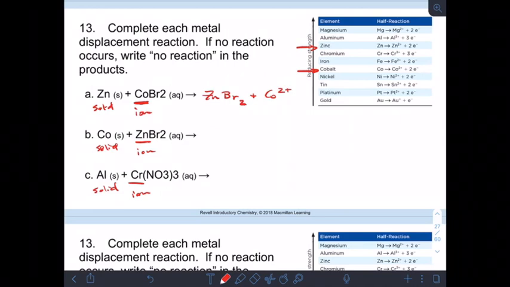Okay, so let's look at B. So we're looking for zinc ions. And is cobalt higher up on the table? And the fact is no, so no reaction.